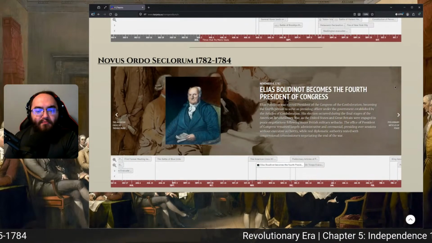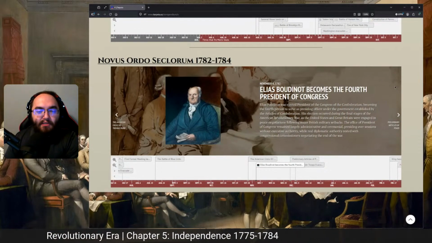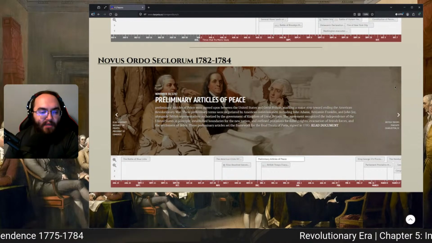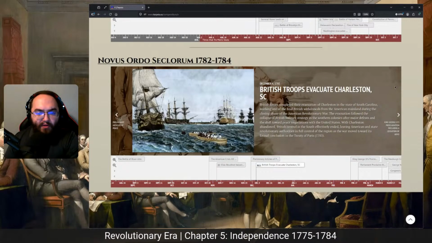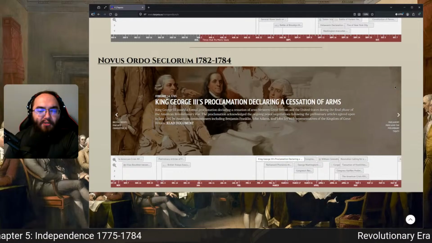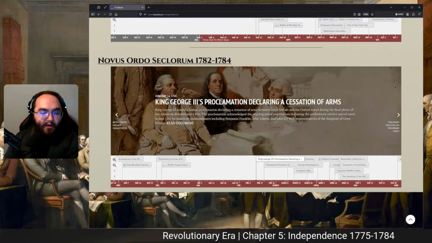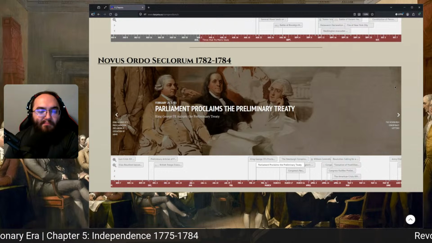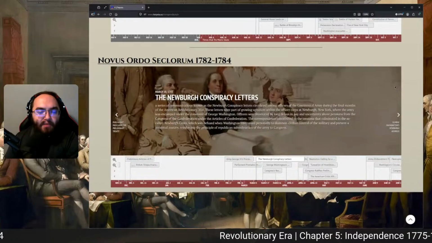Elias Boudinot becomes the 4th president of Congress, and he will oversee the Treaty of Paris of 1783. You have the preliminary Articles of Peace, November of 1782. The British will evacuate Charleston, South Carolina. King George III's proclamation declaring a cessation of arms. So now this is ending all fighting in preparation for the preliminary peace treaty, which is being ratified in early 1783.